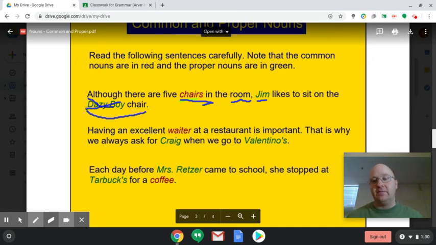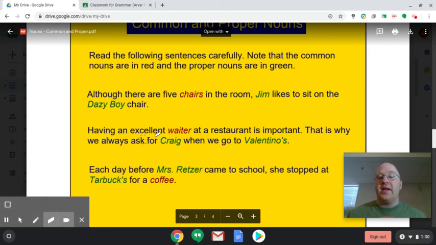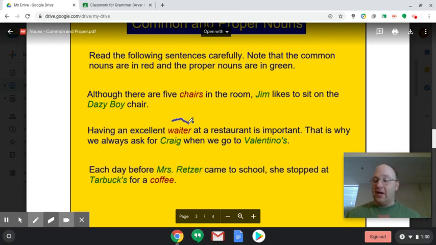So we go down to this next one. Having an excellent waiter. So you can see waiter there. Waiter is a common noun, unless we gave that waiter a name, then it would be proper. Restaurant, a common noun because it's a place.